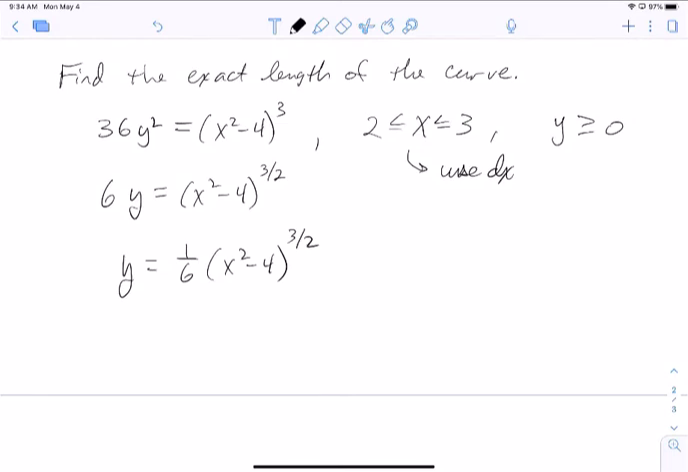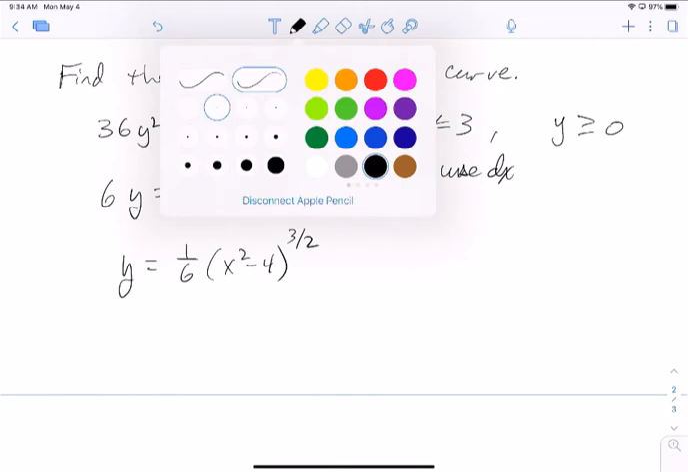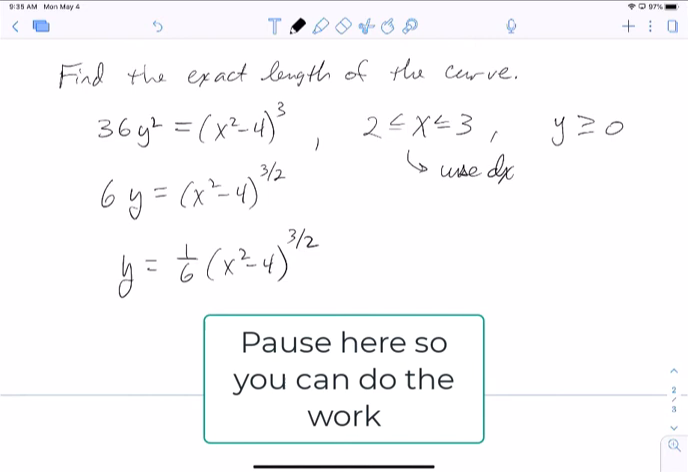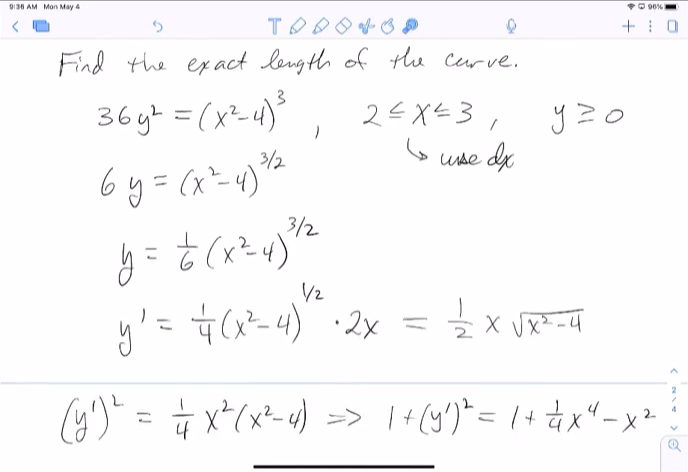At this point, what I would like for you to do is fill out the formula for arc length. So go ahead and take the derivative and put this into that formula. Pause the video here. I'm going to take a moment to make sure you're on the right track here.